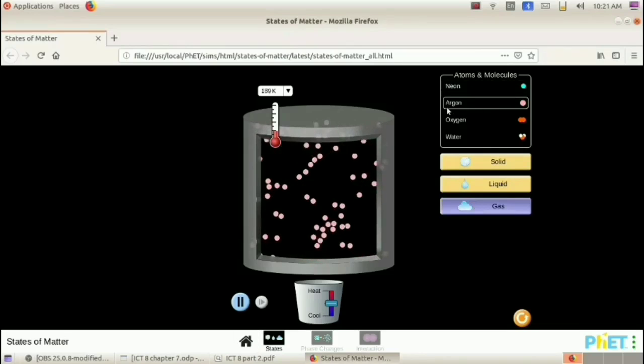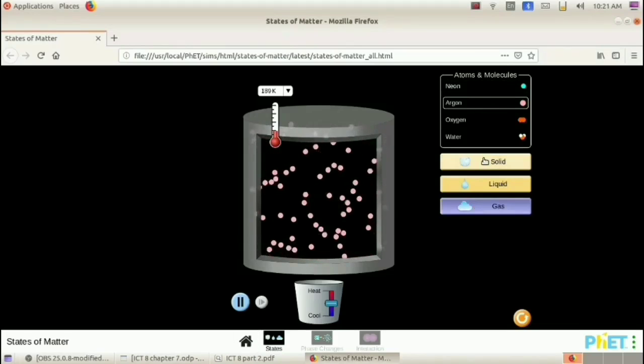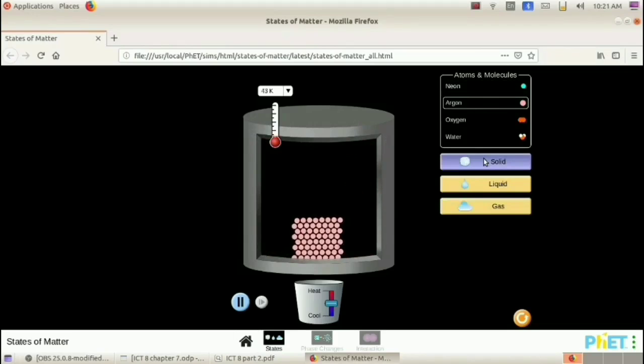Okay, now the substance is argon. We'll select solid state. What about the movement of the particles? They are not moving at all, because in solid state the particles are very closely or tightly packed. They have no energy, so they are not moving apart. There is very large attraction between the particles. So the particles are very tightly packed in solid state. There is no movement.